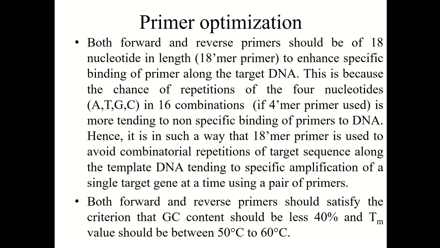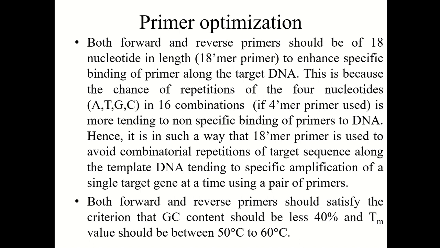In order to avoid that, we have to go for a specific amplification. We have to go with a primer that has a size of 18 nucleotides or above. This is because the chance of repetition of 4 nucleotides in 16 combinations, if we use a 4-mer primer, is more, tending to non-specific binding of the primers to the DNA. Hence, an 18-mer primer is used to avoid combinatorial repetition of the target sequence along the template DNA, tending to specific amplification of a single target gene at a time using a pair of primers.